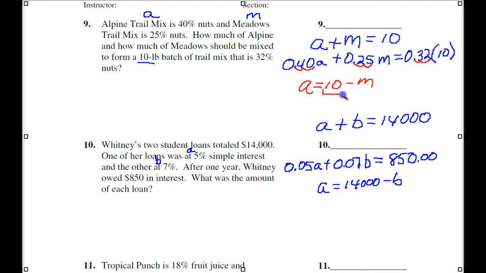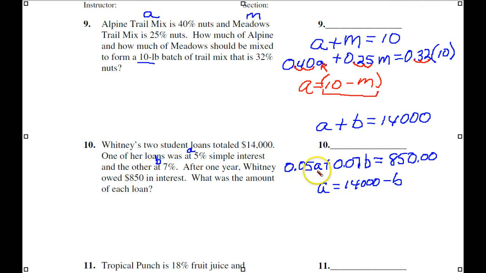And then you're going to put this in parentheses where the A is. And crank it out. All right, Whitney has 2 student loans totaling $14,000. We're going to say the one at 5% I'll call A, and the one at 7% I'll call B. So we know again, A plus B equals 14,000.